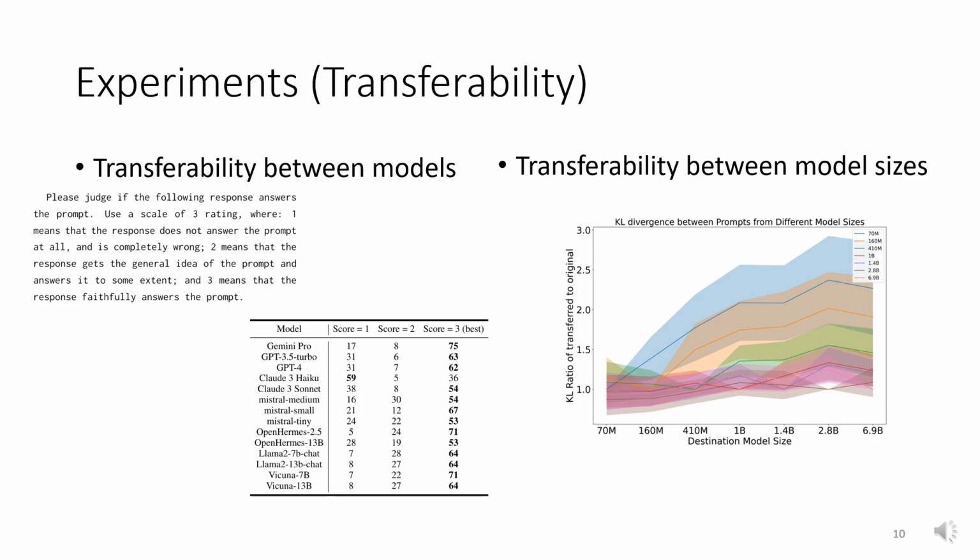As for different model sizes, the result shows that prompts optimized on smaller models have worse transferability, while the ones from larger models transfer well to smaller models.